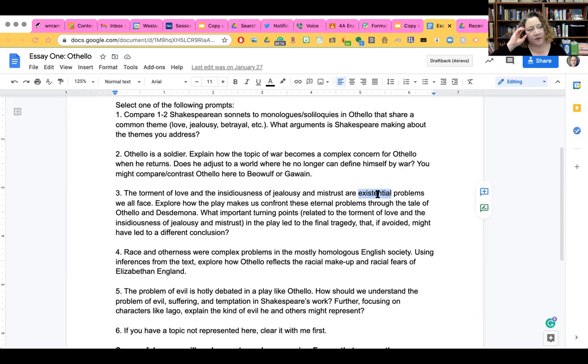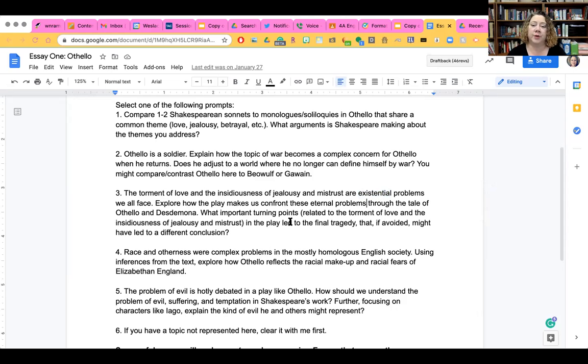So existentialism is just a way of looking at life that says life doesn't have inherent meaning. We bring meaning to our lives and we get to choose that. So it's a little bit about identity too, and that's kind of where this question goes. It says, the torment of love and the insidiousness of jealousy and mistrust are existential problems we all face. We all face those things because we exist. It's human nature. Explore how the play makes us confront these eternal problems through the tale of Othello and Desdemona. So how is the torment of love that we all experience personified in that relationship?